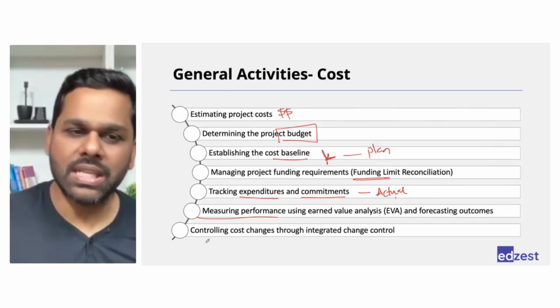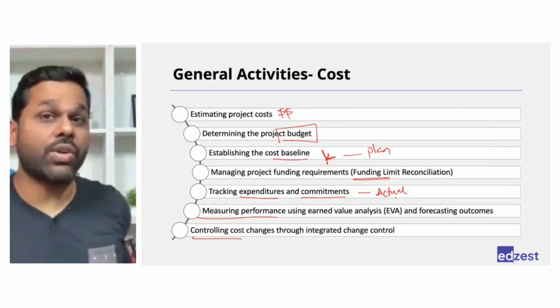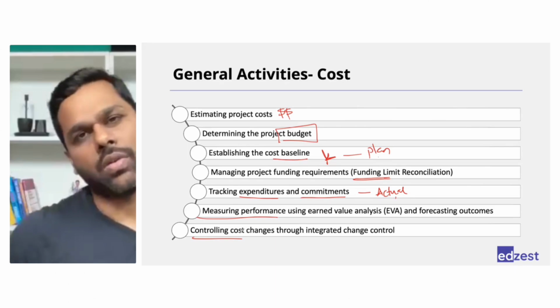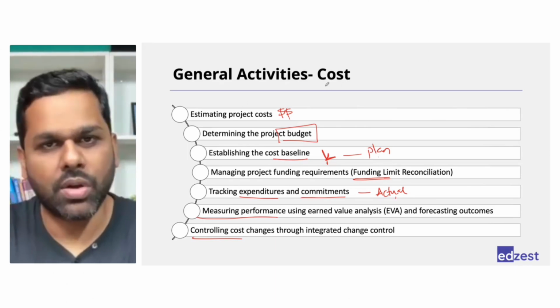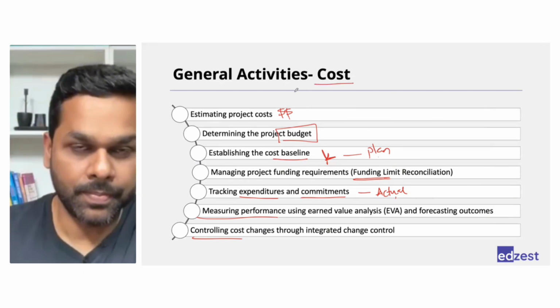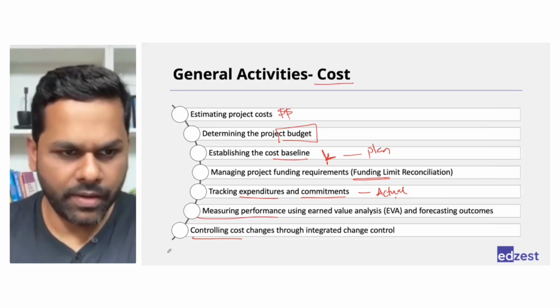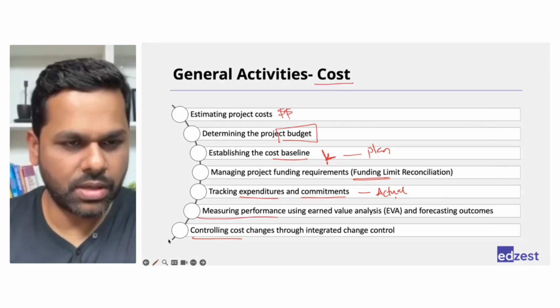Right? If you see any variances, try to control the cost. Try to see what you can do in order to bring the cost down. That is what cost management is all about. Clear, everyone? Good revision for the activities.